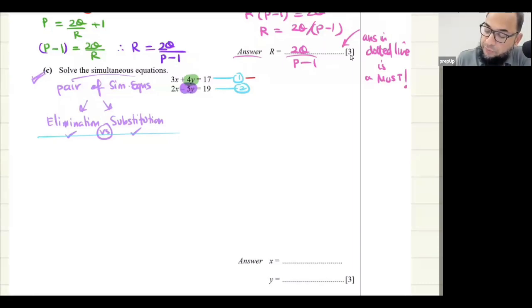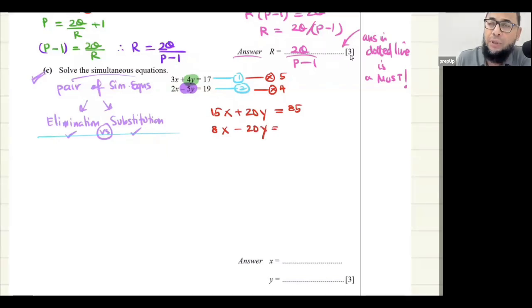So if I take the first equation and multiply it by 5, so 5 into 3x is 15x, 5 into 4y is 20y, 5 into 17 is 85. If I take the second equation and multiply by 4, 4 into 2x is 8x, 4 into negative 5y is negative 20y, 4 into 19 is 76. The y terms are now opposite of one another. So this is 76. Now let's add it up.